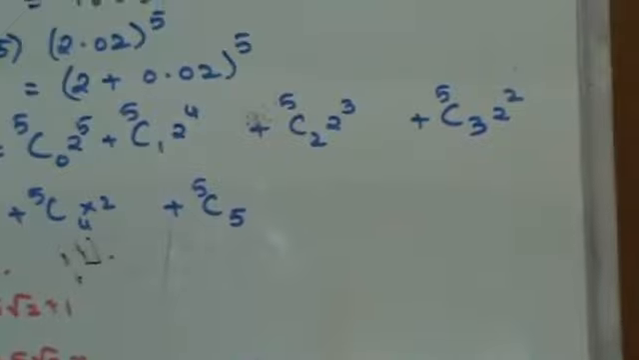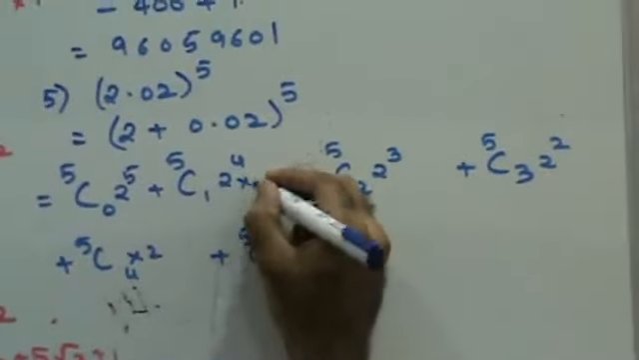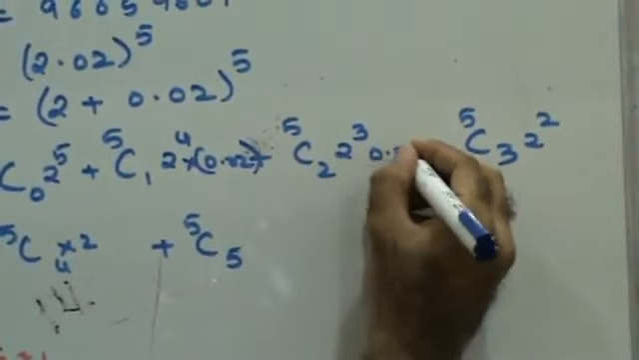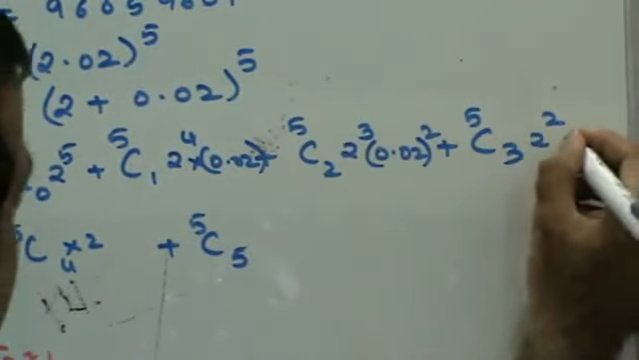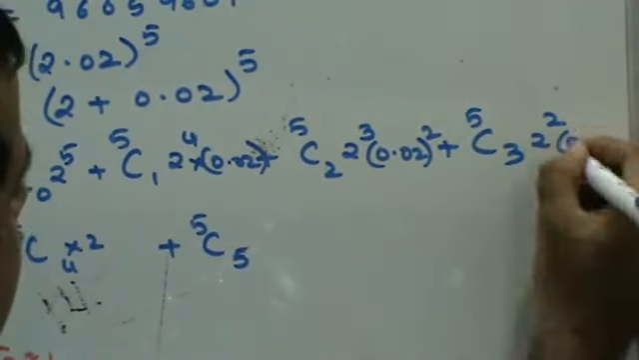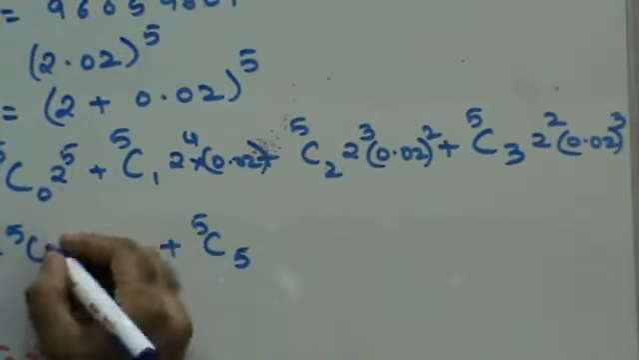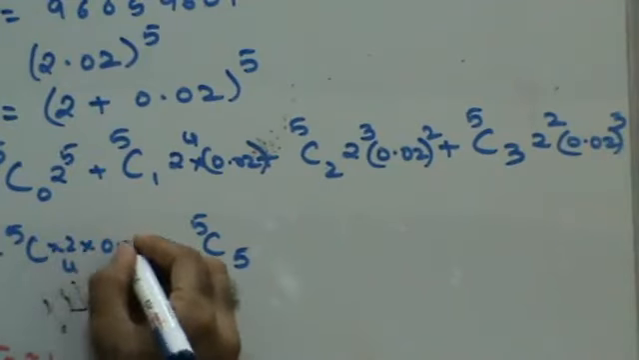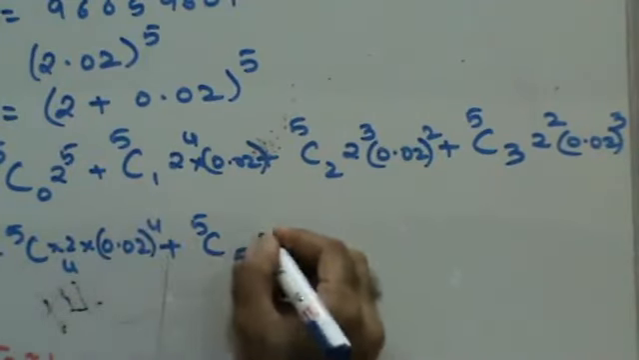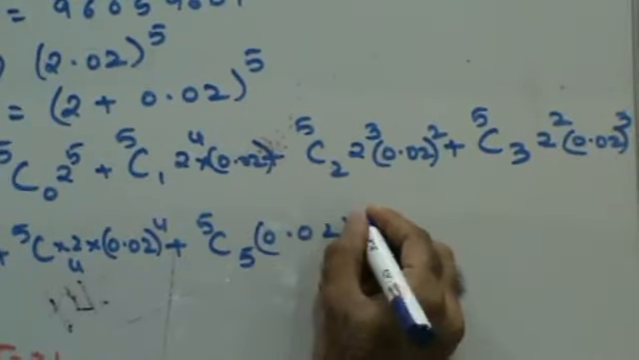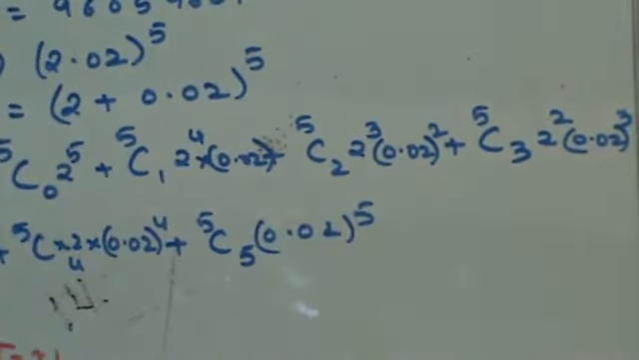Now we have a big problem, people. The expansion with decimal 0.02, 0.02 square, 0.02 cube, 0.02 the whole raised to 4, 0.02 the whole raised to 5. Should be very nice.